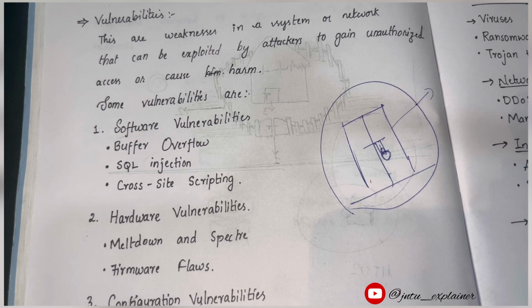And the second one is firmware flaws. Security flaws in the firmware of devices like routers, cameras and other IoT devices can be exploited.